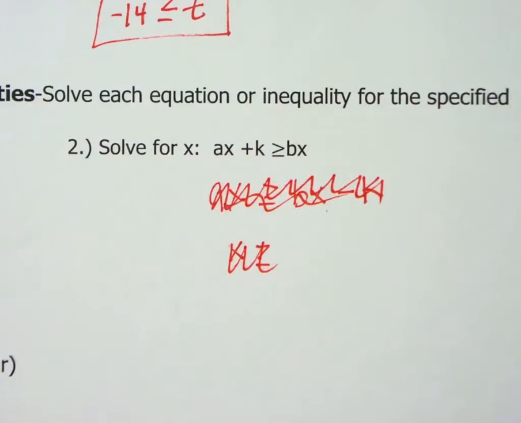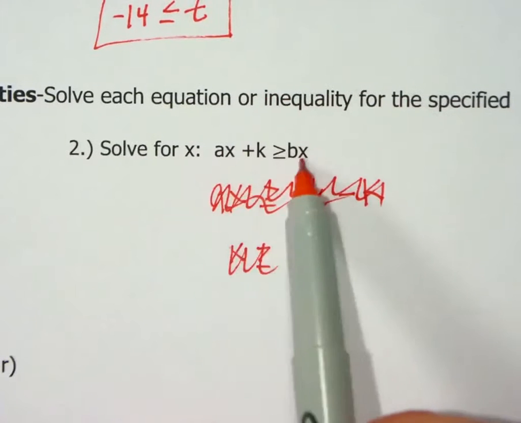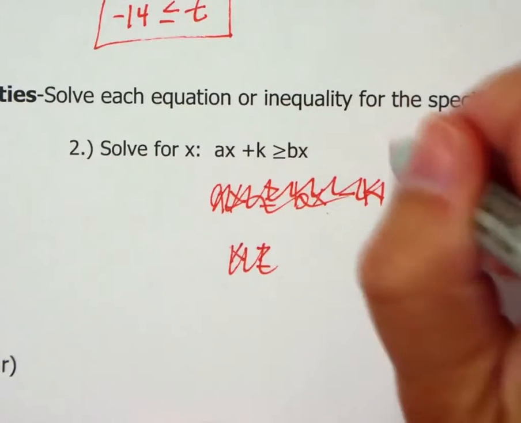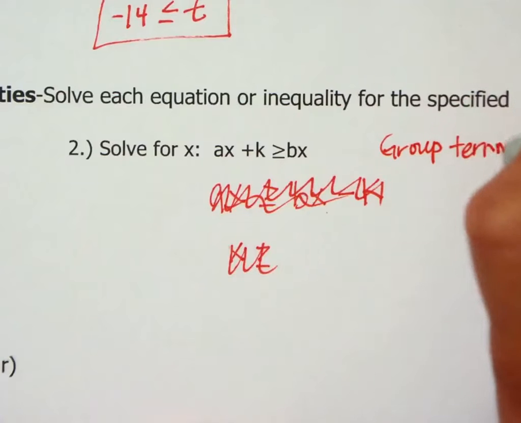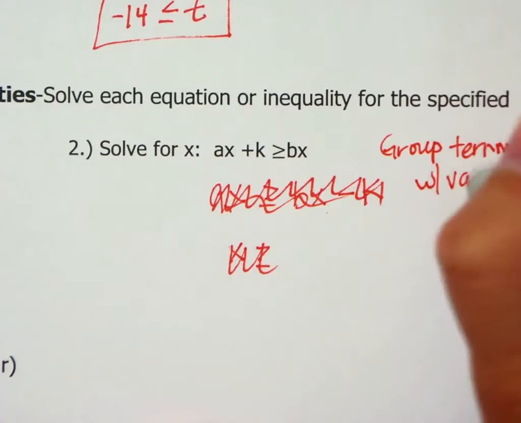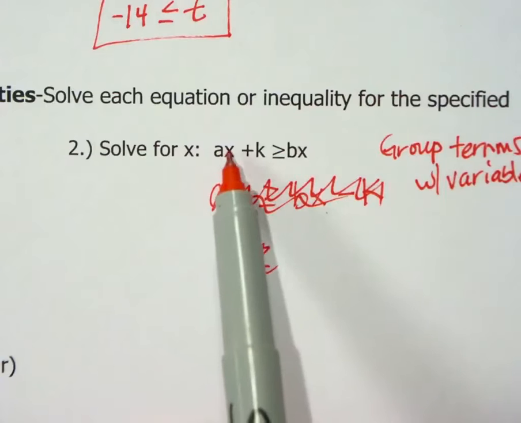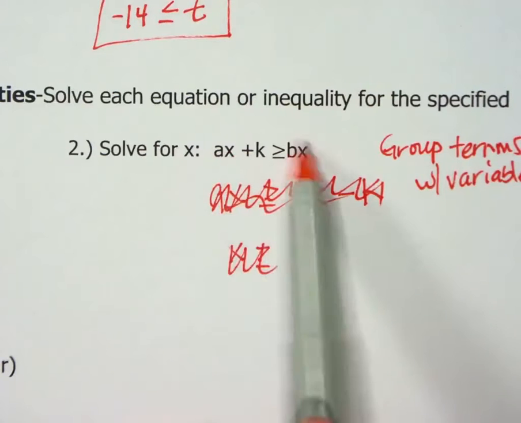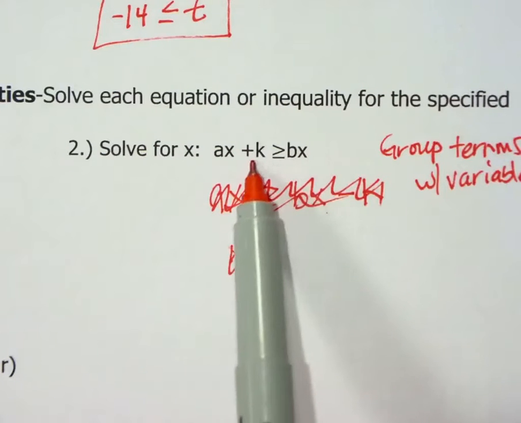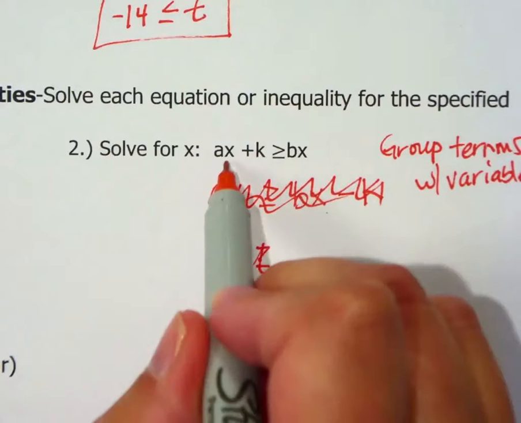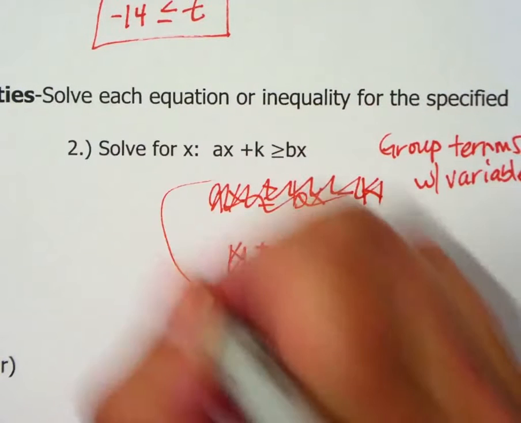Okay. So what we need to do in this example, because we have that variable x in both of these terms, we are going to group the terms with the variable we're solving for. So what I mean by that is we are going to actually put ax and bx on the same side, and then we're going to put k on the other side. So actually, let's go ahead and subtract ax from both sides. So sorry about that.